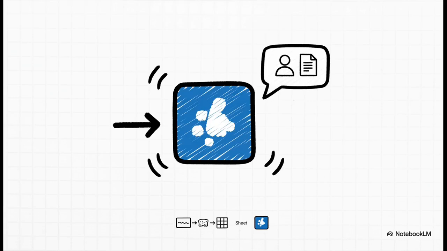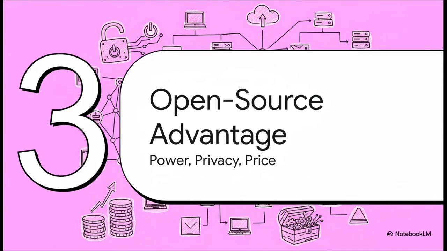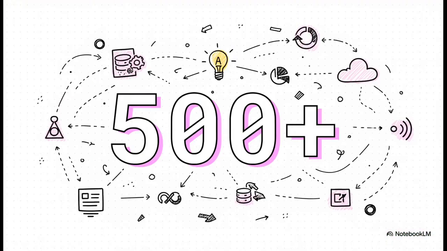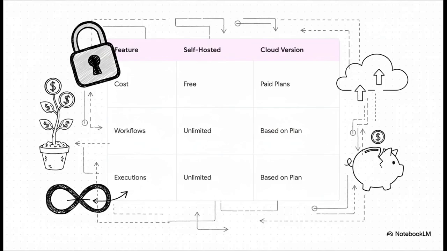And all of this brings us right back to what makes n8n so special in the first place, the fact that it's open source. And that's not just some nerdy detail. It has a huge impact on the power, the privacy, and of course, the price of your automations. Right out of the gate, you get access to a library of over 500 integrations. I mean, you can connect to almost any popular app, database, or even the latest AI tools you can think of. And the best part, since it's open source, if there's something you need that isn't there, you can just build it yourself.